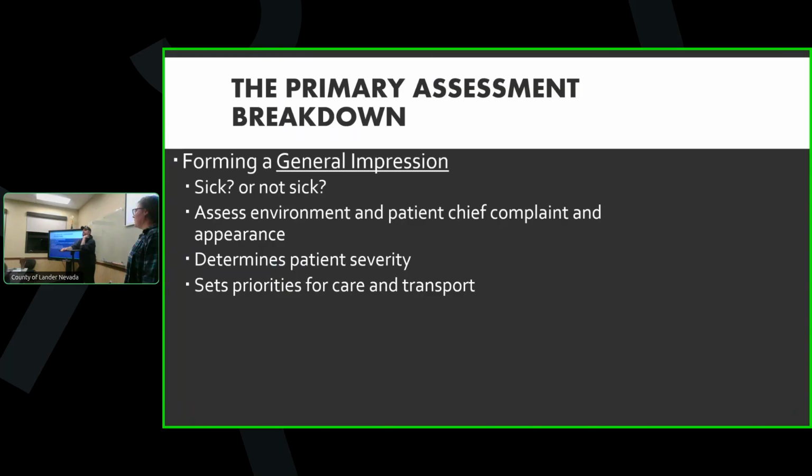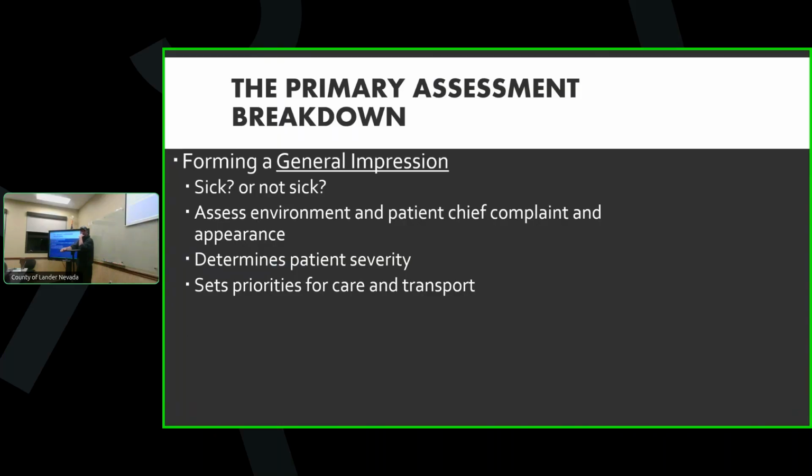So assess the environment. Is it really hot outside? Is it cold outside? How does their house look? Does it look like they take care of themselves? Does it look like they live in a hoarder's house? Usually it's that one. So we always assess their environment. Do they have a bunch of animals running around? Are they complaining of difficulty breathing and you walk in and all you can see is dog hair floating around and smell animals? That could be exacerbating their problem.